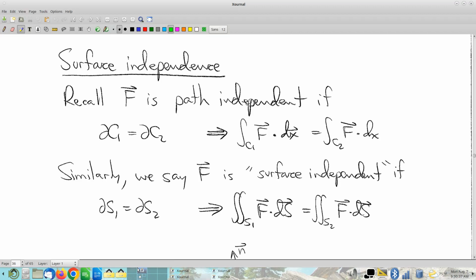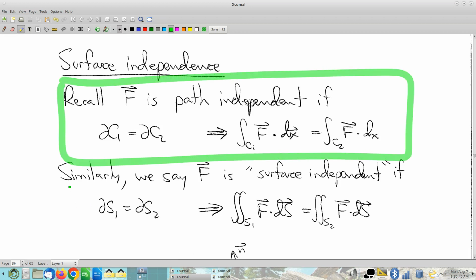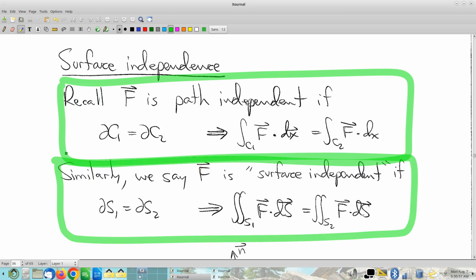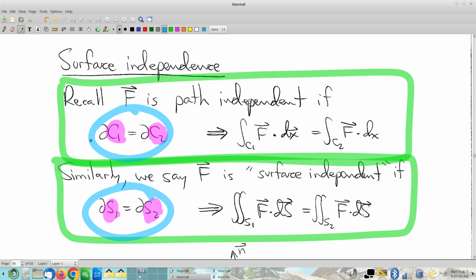Okay, great. So here's where we were last time. We were talking about surface independence. And reminder, surface independence is a lot like path independence. It's basically the same idea. It's just that we're looking at two surfaces that have the same boundary curve instead of two curves that have the same boundary points, right? But otherwise, other than everything being one dimension lower, all the same ideas, right?